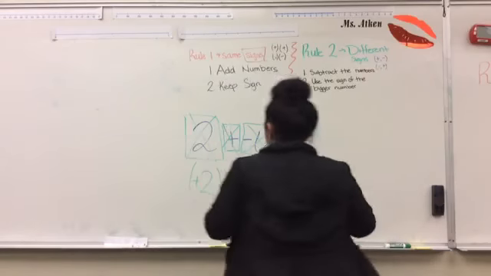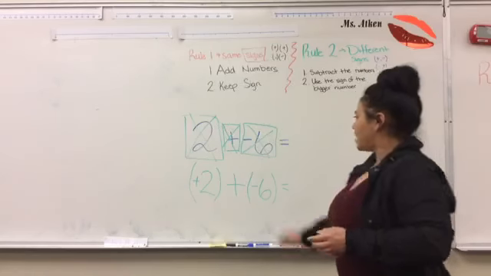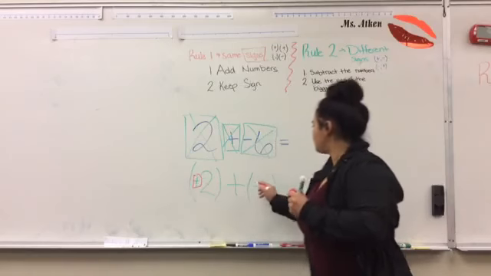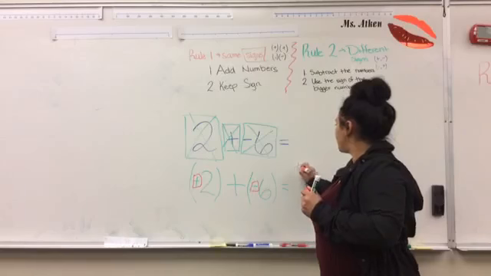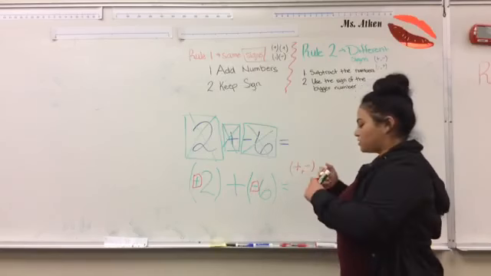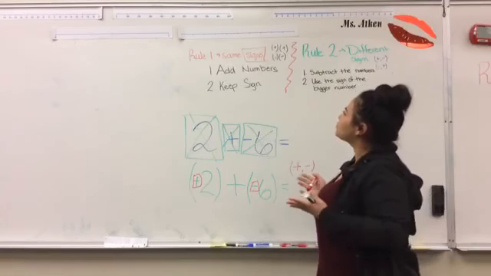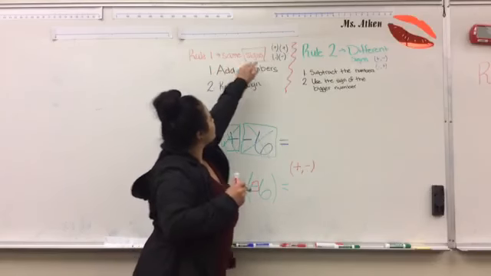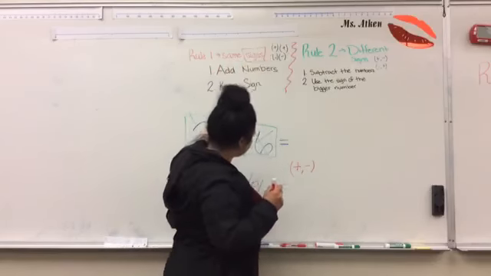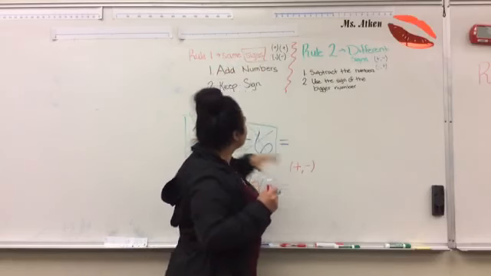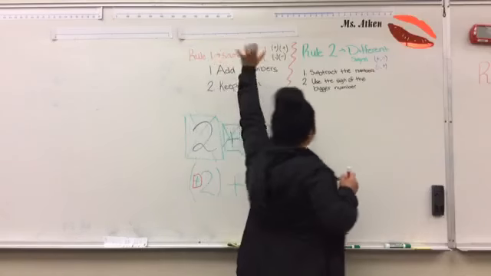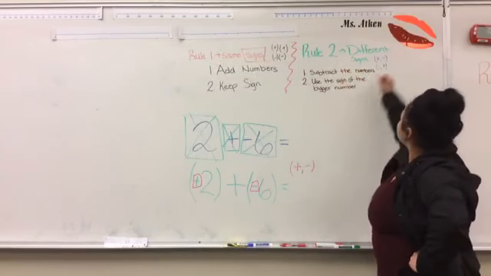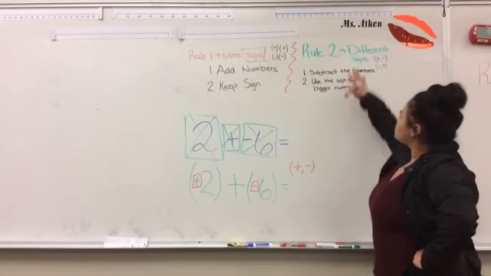So I'm going to look at my problem. I have a positive 2, so this one's positive, and this one is negative. So it's a plus and a minus. I know I only have 2 rules. Rule number 1 is used when they're the same sign, so it has to be either plus plus or minus minus. I don't have that. I have a plus and a minus, so I obviously cannot use rule number 1. Now I'm going to move to rule 2, different signs: plus, minus, plus, minus. Okay, so I'm going to use rule number 2.